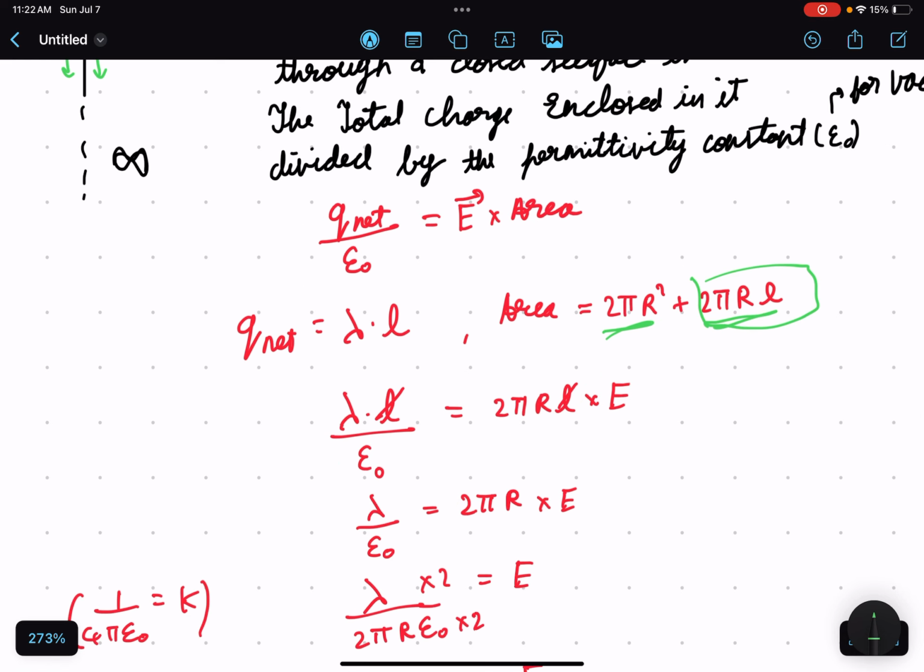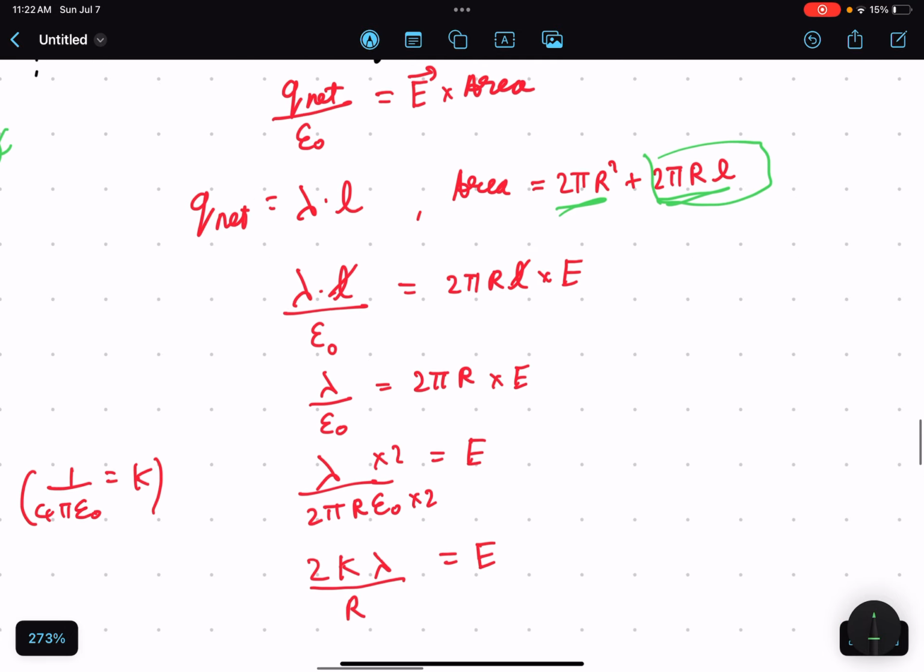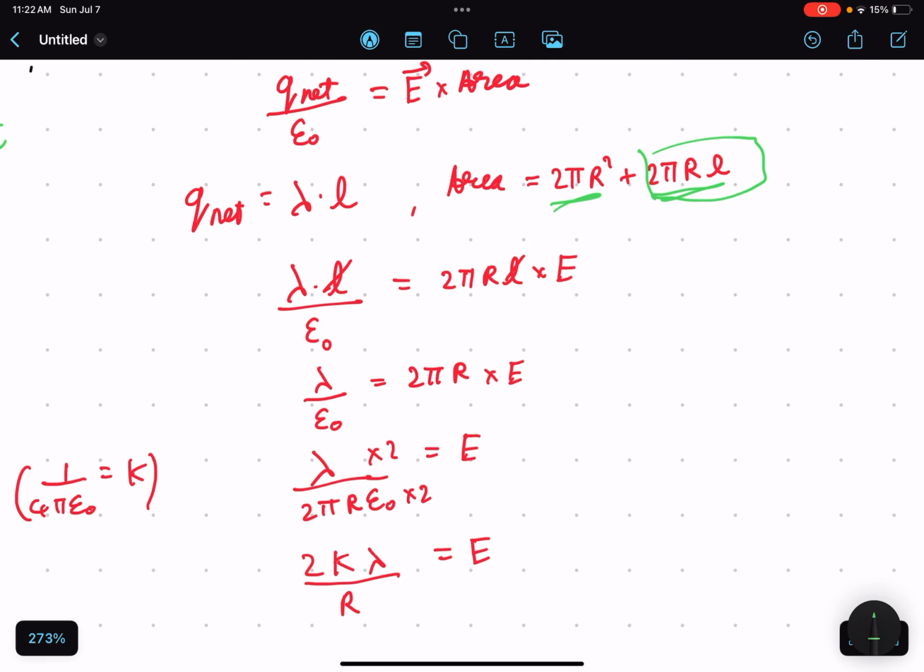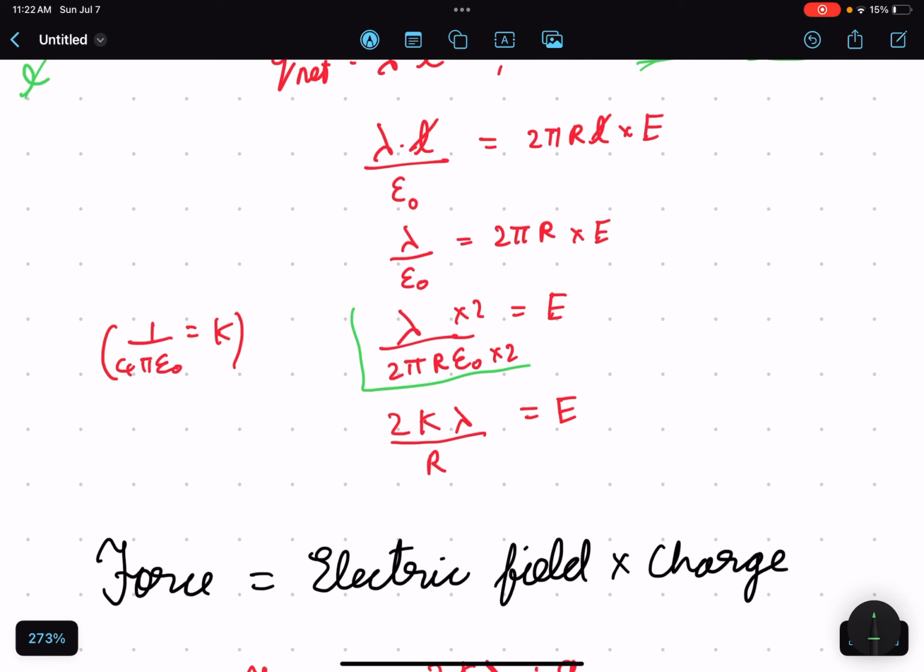And the charge is going to be the charge density multiplied by length, because as you know, density is just charge divided by length. So if you multiply both sides by length, L and L will cancel out and you'll get Q. So if you substitute all these things in the equation, Q net by epsilon naught is equal to E into area, you can basically cancel out the L and you can rearrange it using algebra, and then you'll get this equation here. So as you can see, we are multiplying the top and bottom by 2 in order to make the equation more readable and easier.